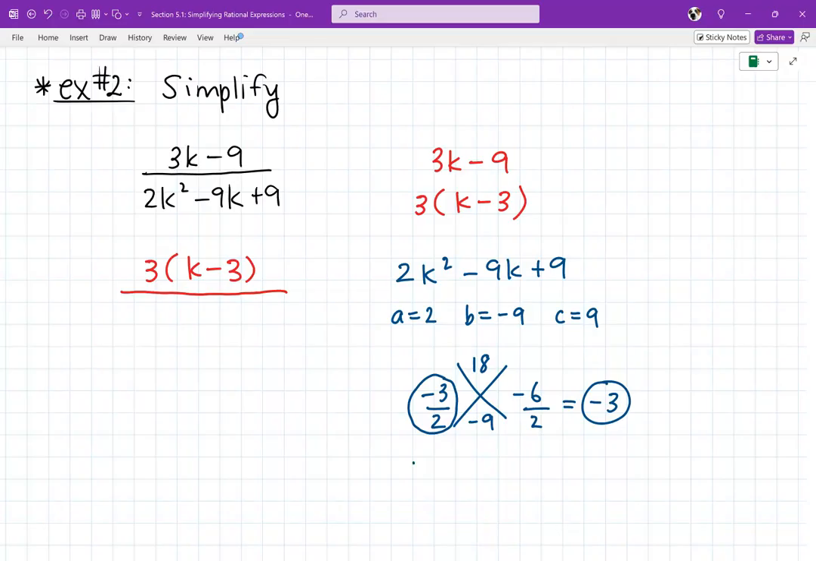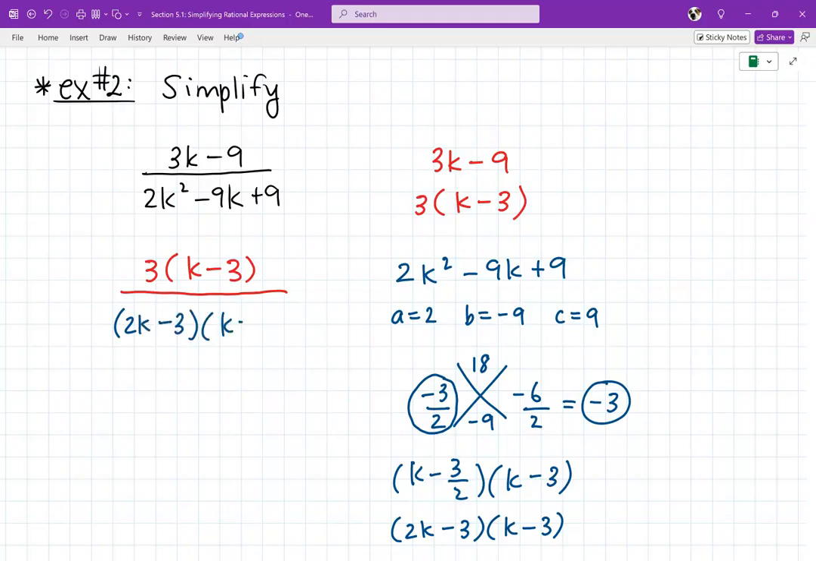So here are my factors. This is going to be k minus 3 halves times k minus 3, or 2k minus 3 times k minus 3. That's my factored form for that trinomial. So let me write it back into the original problem. 3 times k minus 3 over 2k minus 3 times k minus 3. What can I cancel? The k minus 3, right? So I can get rid of the k minus 3. And all that's left is 3 over 2k minus 3.